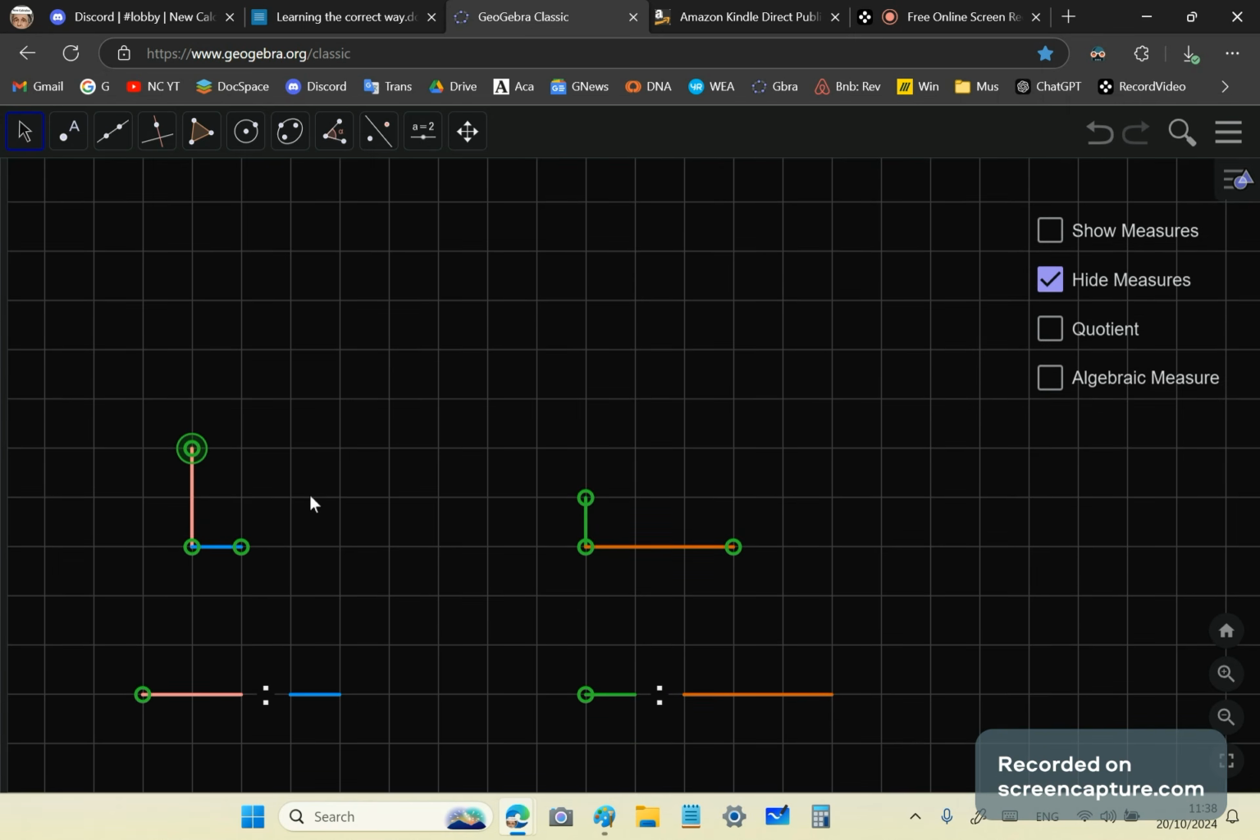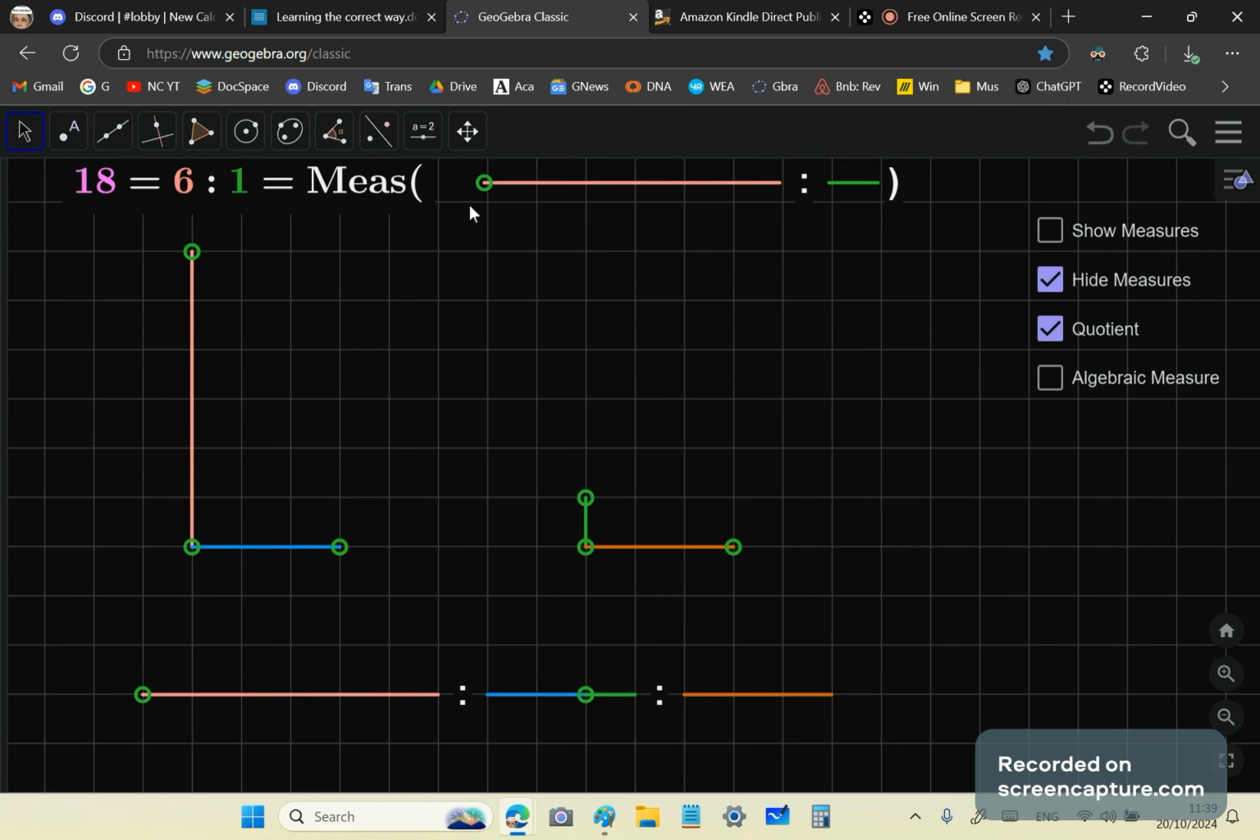But wait a minute, we'd have to extend this also because it's not the same as this. So if we extend this twice, 1, 2, we'd have to extend that twice as well, right? And now we can see that the resulting quotient is going to be this line here, right? And we're going to have its measure as 6, right?